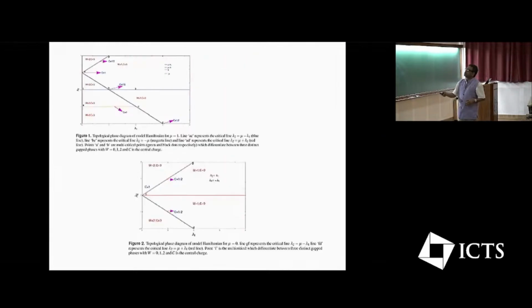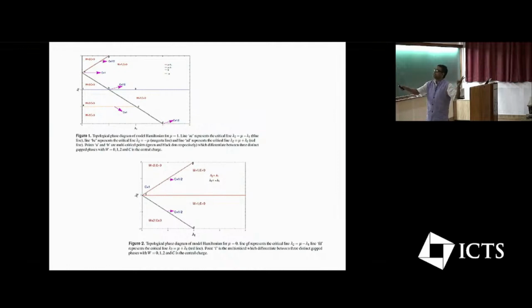Now, this is my main result. In these results, lambda 1 is the nearest neighbor and lambda 2 is the second nearest neighbor coupling. This is in the absence of the transverse field, but in the presence of the transverse field you see here is one quantum critical line, here is the other quantum critical line, and here is the third quantum critical line. Here is one multi-critical point, and here is the other multi-critical point.